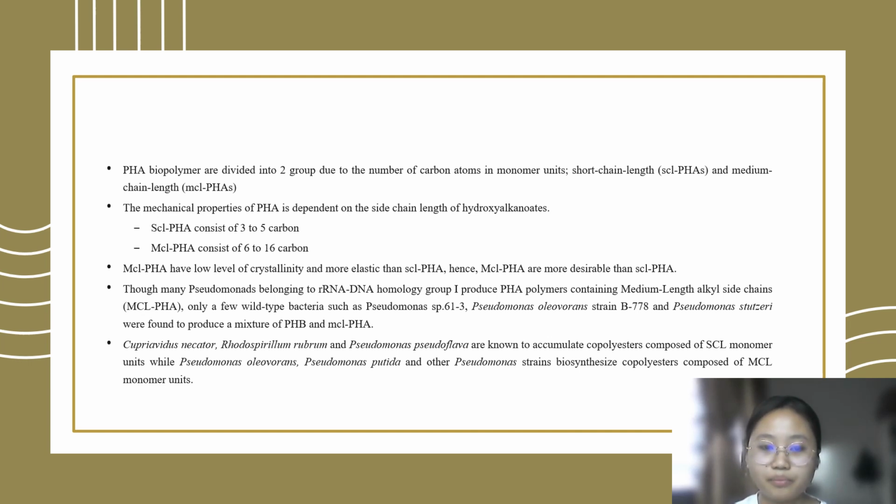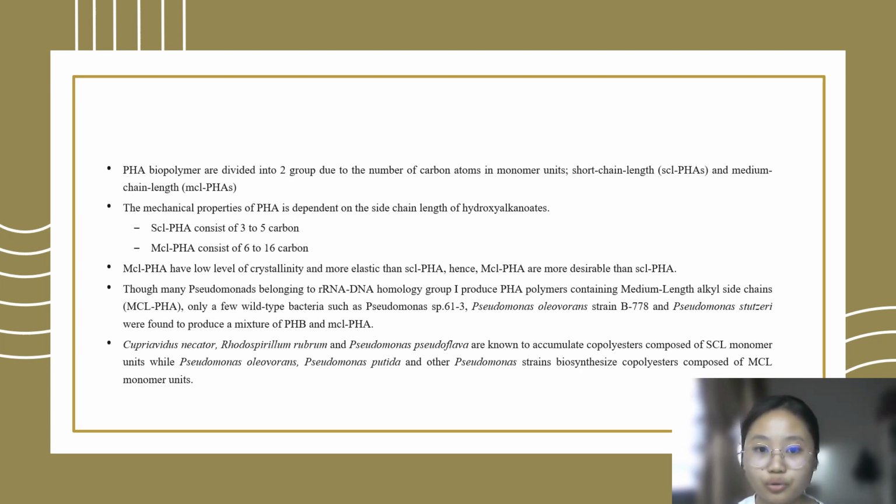The mechanical properties of PHA depend on the side chain length of the hydroxyalkanoate. So SCL-PHA consists of 3 to 5 carbons, while MCL-PHA consists of 6 to 16 carbons. Medium chain length PHA has a low level of crystallinity and is more elastic than short chain length PHA. Hence, medium chain PHA is more desirable than short chain PHA.